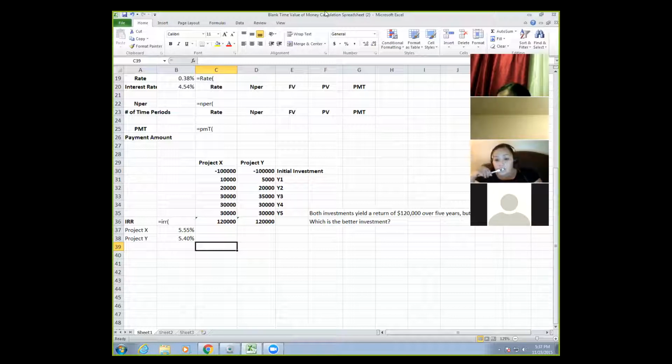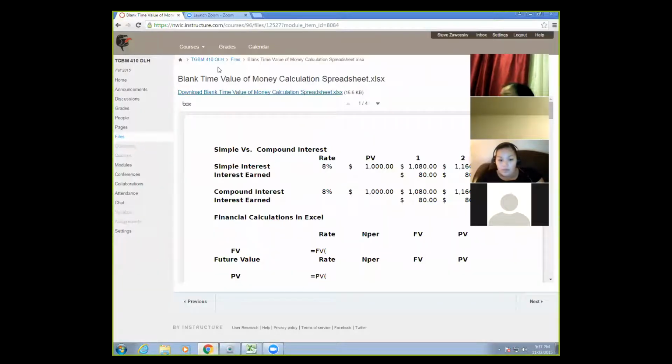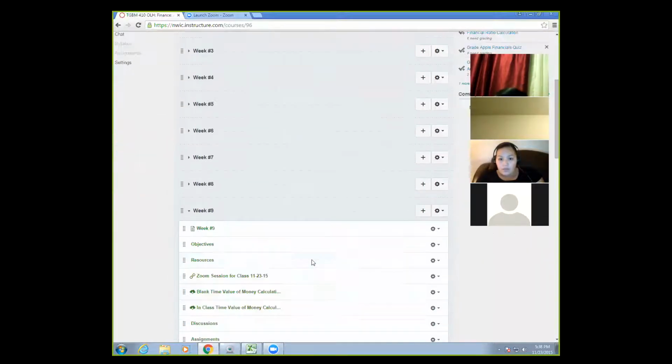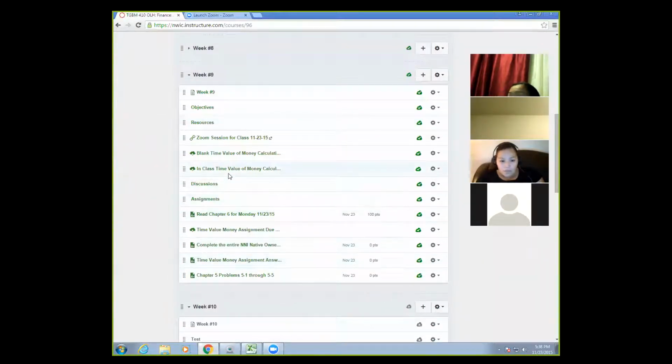If there are no questions, then let's do the exercises. So this is the last thing we're going to do in class today. We're going to have class again next week, by the way. We're going to do some in-class exercises. So in week 9, right beneath the blank TVM calculations, there's something called in-class time value of money calculations.